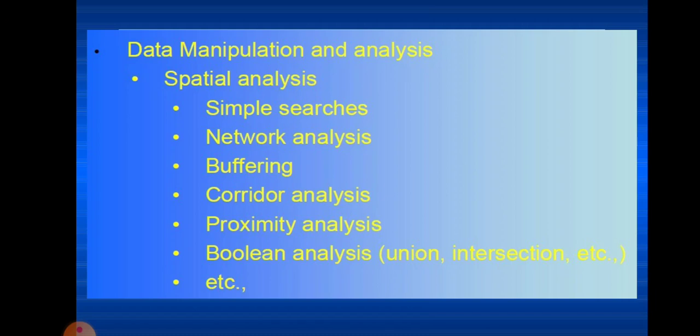Now the next process which comes under the functions of GIS is data manipulation and analysis, where spatial analysis takes place. Particularly in this, we include simple searches, network analysis, buffering, corridor analysis, proximity analysis and Boolean analysis, which is union and intersection, which we have studied in the last class.